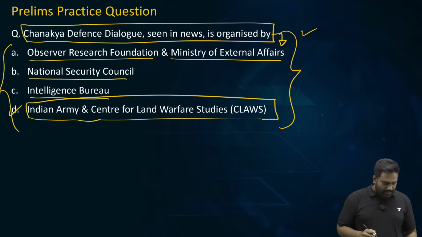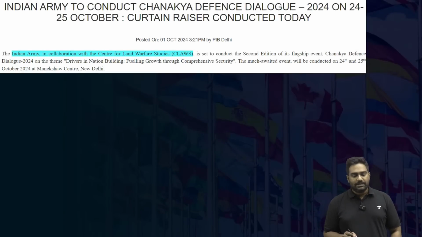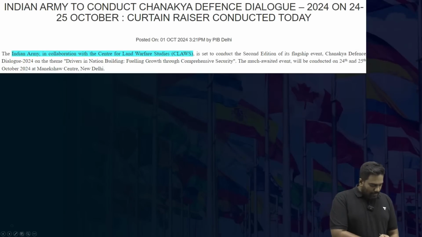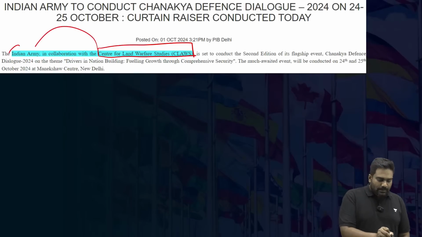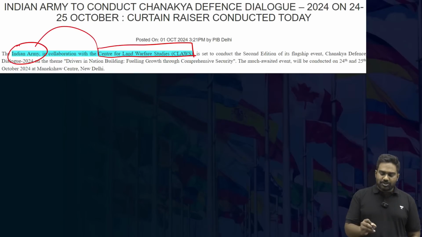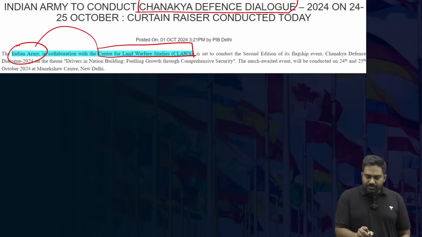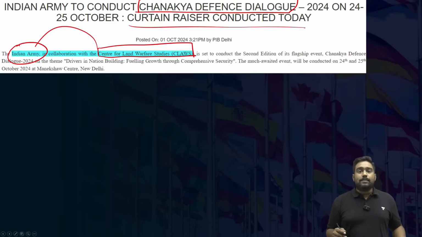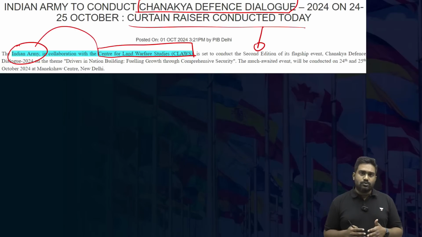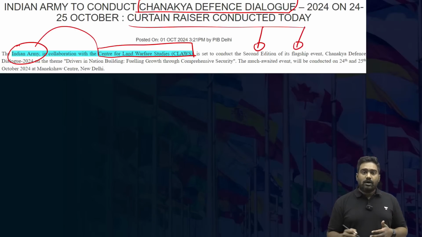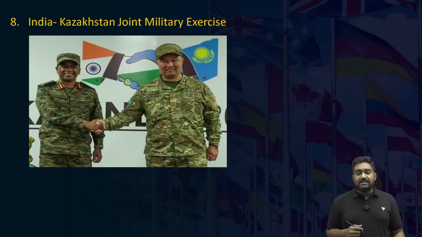It's organized by Indian Army and Center for Land Warfare Studies. So Center for Land Warfare Studies is a think tank, CLAWS. It's a defense think tank based out of India, partly funded by the government as well. And Indian Army together have launched the Chanakya Defense Dialogue, which is going to be a regular event that will bring top experts, military experts and strategic experts together to discuss the security challenges that face India, to look at the new technologies that can be incorporated into our military, to look at the emerging threats and how to counter them, right? So that's why Chanakya Defense Dialogue can be important.